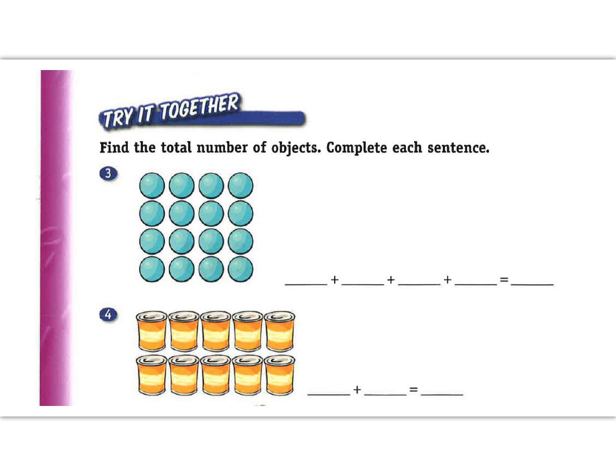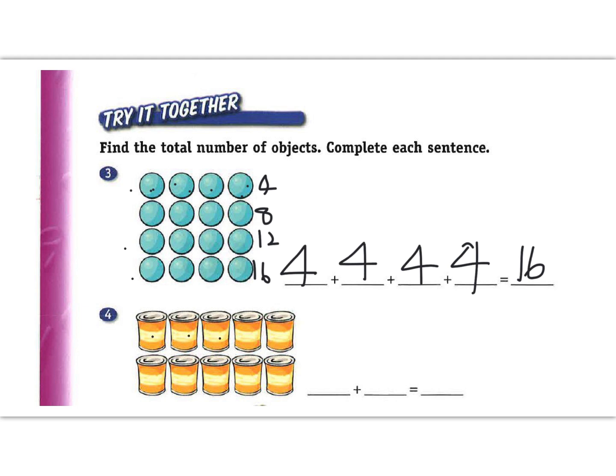Now we're going to try a couple together. So it says find the total number of objects. So we're going to look at how many are in the row first. So there's 1, 2, 3, 4. And then there's 1, 2, 3, 4 rows. So 4, 4, 4. Well, if we skip count that, we get 4, 8, 12, 16. So in this one, we have a row of 1, 2, 3, 4, 5, and then another 5. So if we skip count, we get 5, 10. 5 plus 5 is 10.